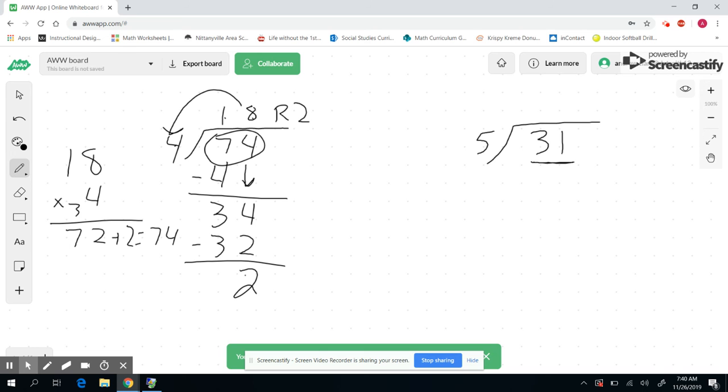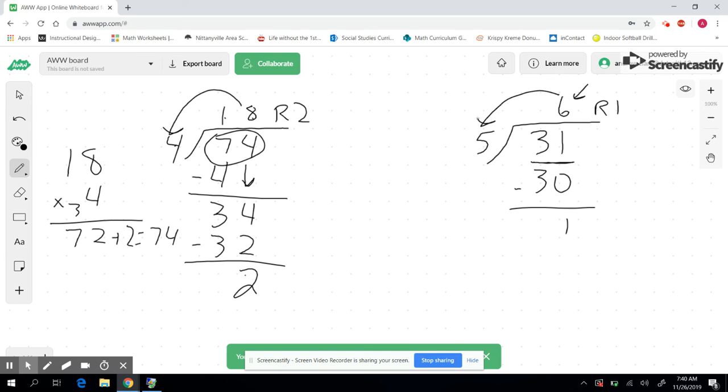So let's count by 5s. 5, 10, 15, 20, 25, 30. So that is 6 times. So if I multiply 6 times 5 is 30. Now I want to point out to you also that notice where I put this 6. I put it above the ones place because we're actually talking about ones here. So if I multiply 6 times 5, I get 30. I subtract, I got 1 left over. The answer should be 6 remainder 1.